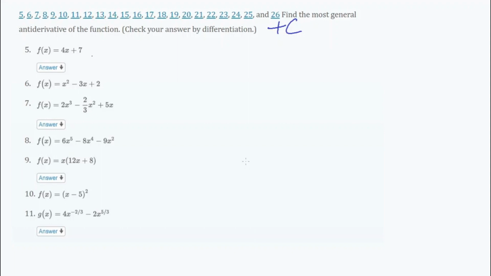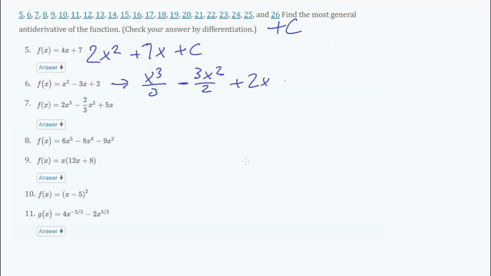Alright, so let's take a look at number 5. Number 5, we have the function f of x is equal to 4x plus 7. So we find the antiderivative, it's going to be 2x squared plus 7x, and then that's going to be plus c. And now number 6 is going to be, if we find the antiderivative, it's going to be x cubed over 3 minus x squared times 3 over 2 plus 2x, and then that's going to be plus c.